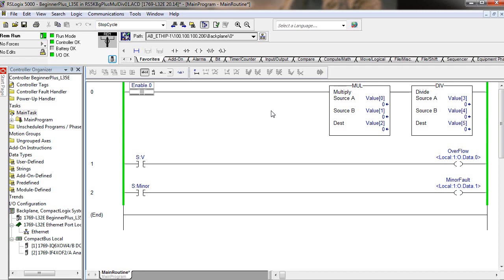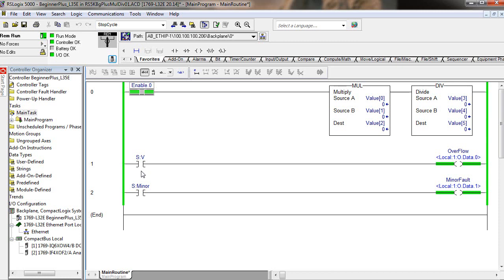There was another question: what is the result of 0 times 0? Well, 0 times 0 equals 0. And then 0 divided by 0. Now, I'm going to enable. You can see that one of these two operations, either the multiply or the divide, has caused an overflow in a minor fault. I'm using outputs here on your simulator to show that these bits are turned on. The reason you don't see them turned on is because they're cleared at the end of every scan. I'll show that in a minute.